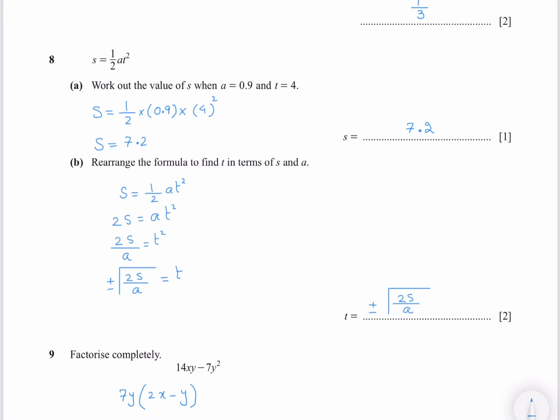Rearrange the formula to find T in terms of S and A. So we have to make T the subject. So first of all send 2 to S, so it will become 2S is equal to A T squared, then 2S would be divided by A, and this is equal to T squared. So to remove square, we have to square root the other side. So T equals plus minus square root of 2S over A.